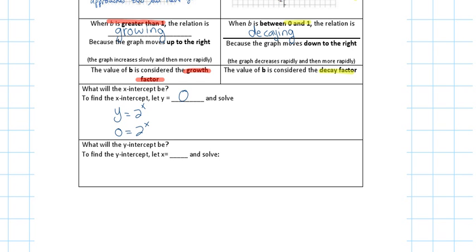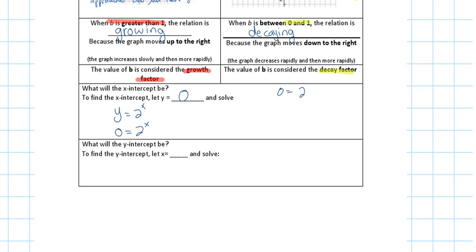Any value. So 2 to the power of 2, what do you get? 4. Is 0 equal to 4? No. So it doesn't work. Okay, give me another value for x. 0. So what's 2 to the power of 0? 1. So is 1 equal to 0? Doesn't work. Okay, give me another value.